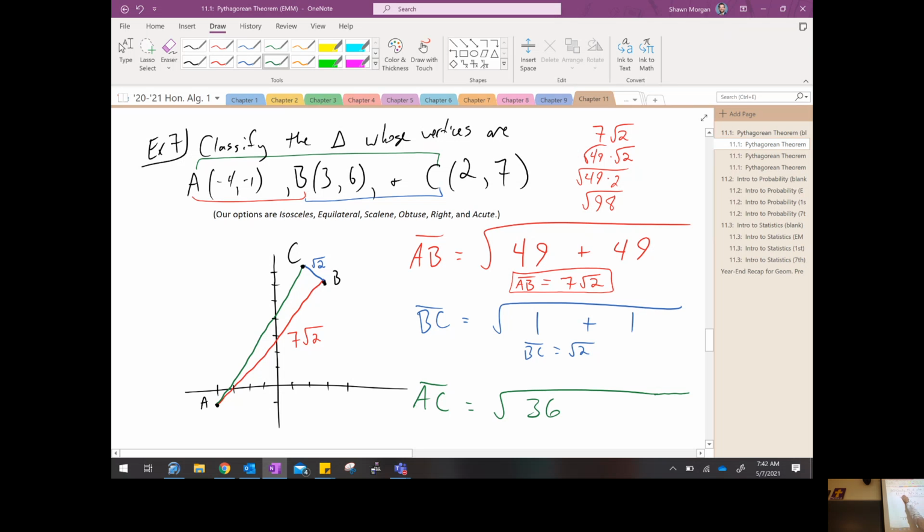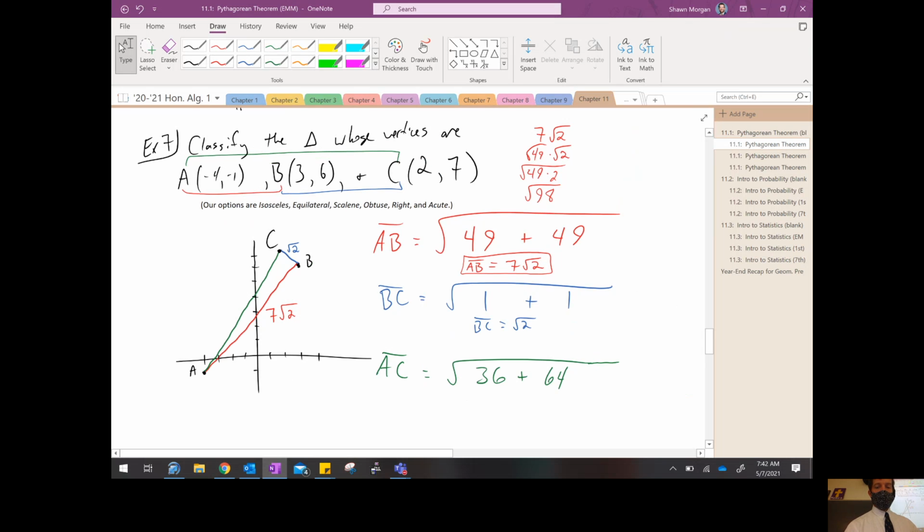What's the change in Y from -1 to +7? That's a change of 8. 8 squared is 64, which, by the way, I know 36 and 64 add up to 100. Square root of 100 is 10. So the line segment AC is 10 units long.